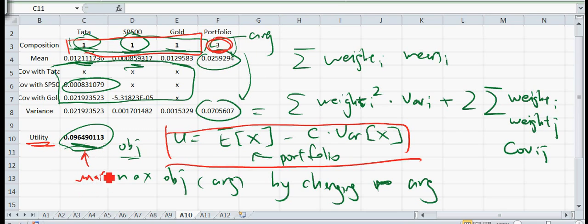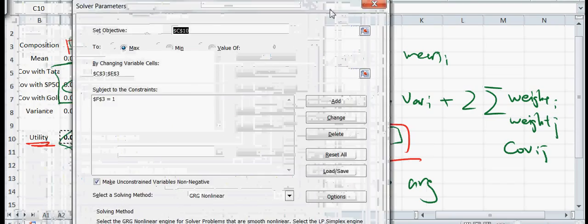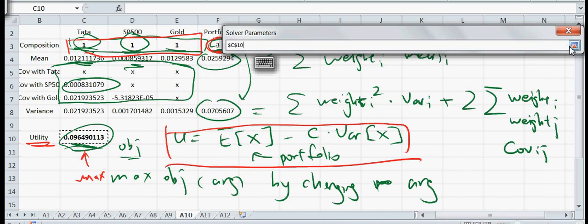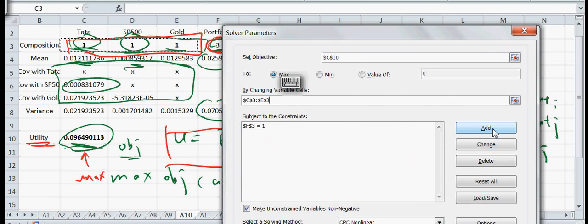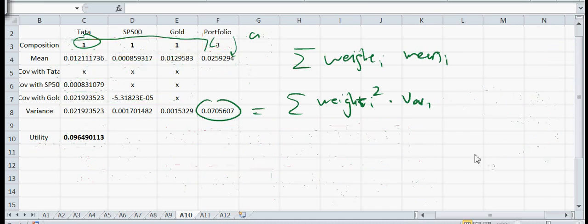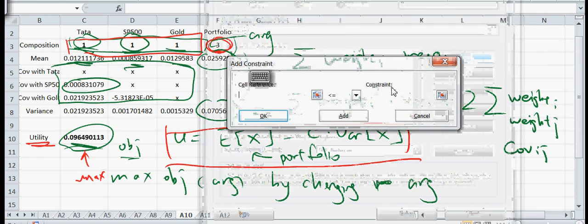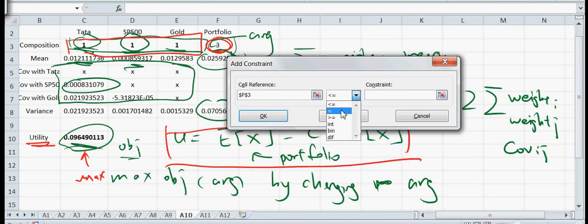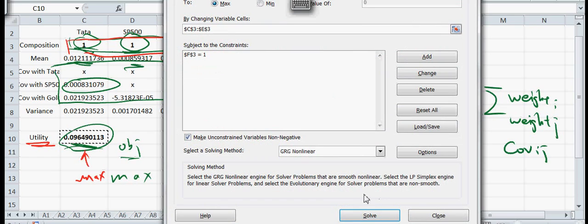So the thing you do is you go to data and solver. It will be a window like this. And then the objective, you just choose the cell. And by changing, you are changing these three numbers here, which are the weights. And then you need to add one constraint. I need to remove the one I had. You just add this one, add this portfolio sum to be equal to 1 here, and click OK. And then you click solve.